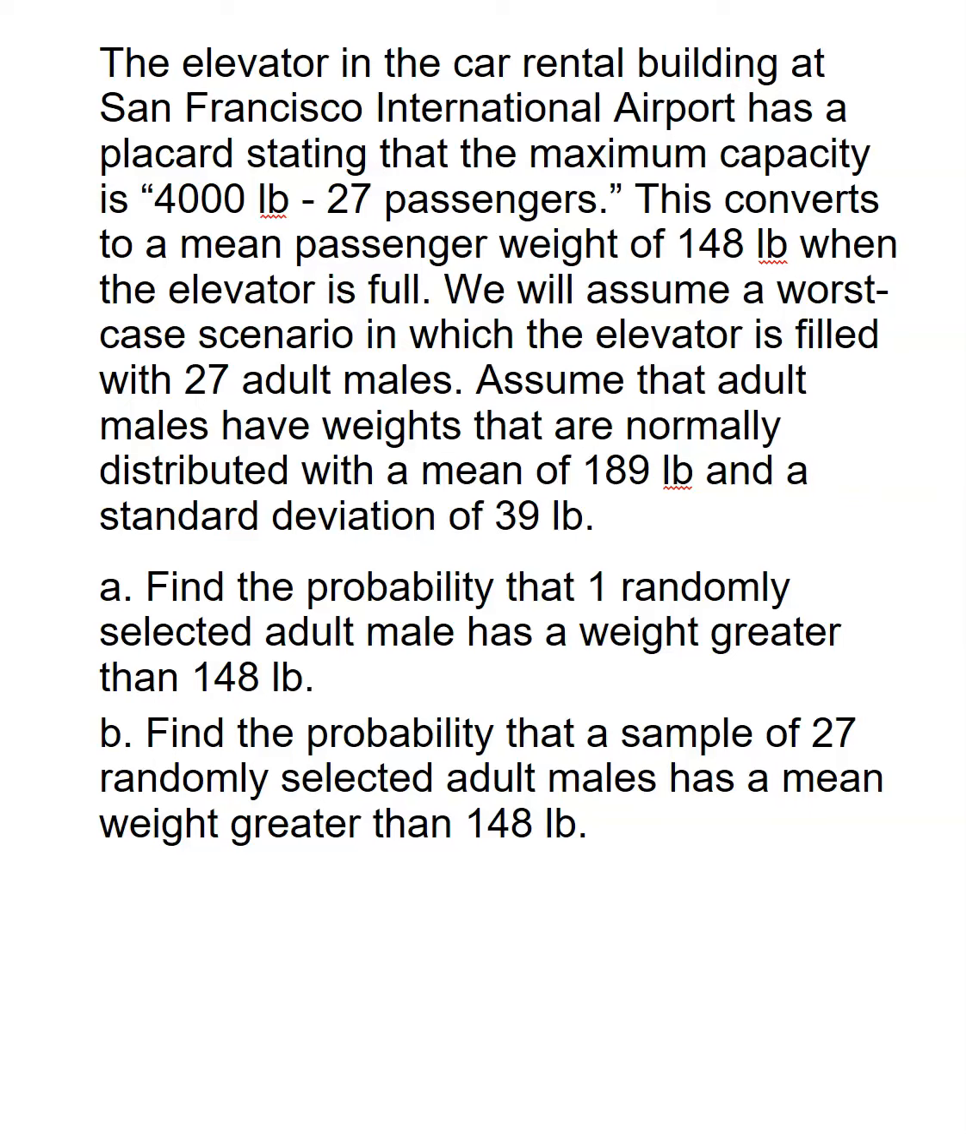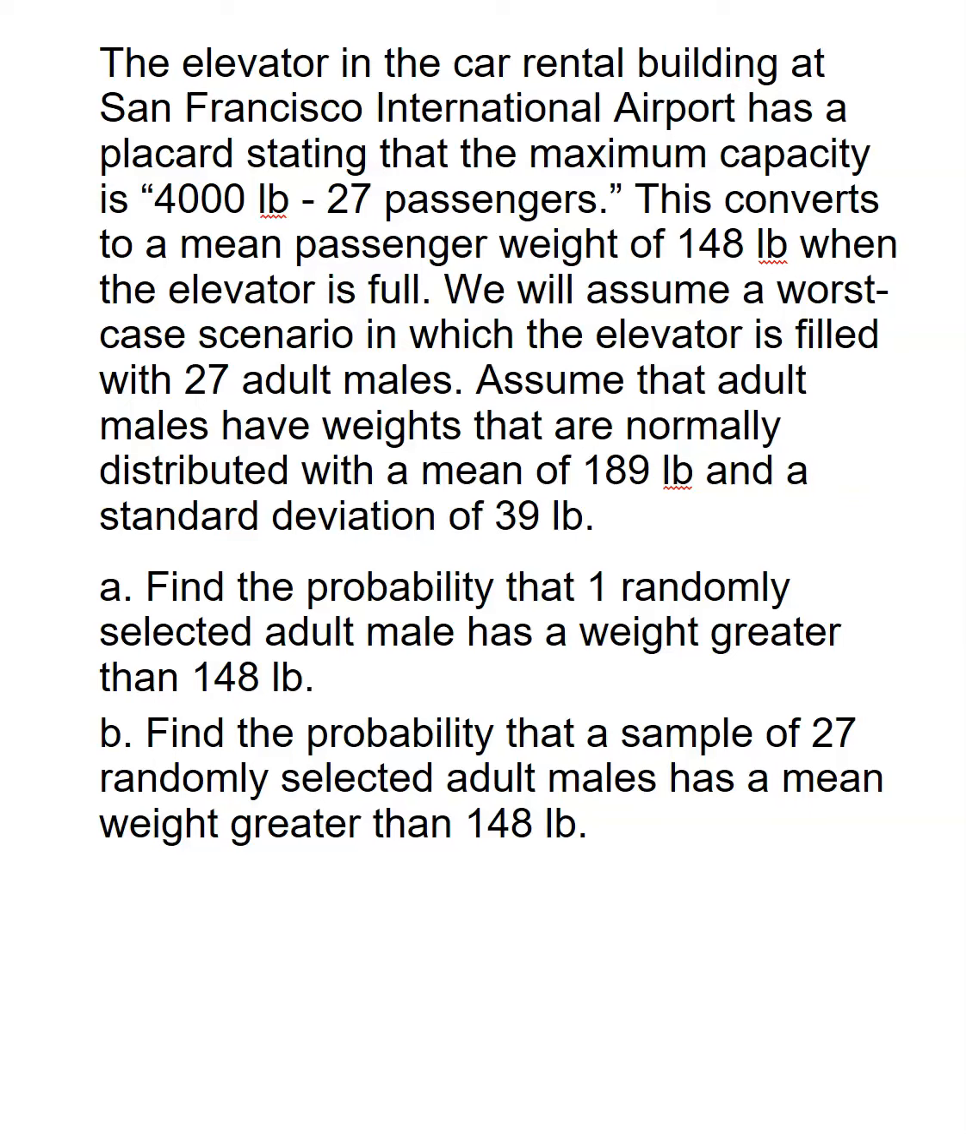And assume that these adult males have weights that are normally distributed with a mean of 189 pounds and a standard deviation of 39 pounds. So on an average right there, they're 189 pounds. Okay, we'll give or take 39 pounds being the standard deviation. A, find the probability that one randomly selected adult male has a weight greater than 148 pounds. And B, find the probability that a sample of 27 randomly selected adult males has a mean weight greater than 148 pounds. Let's come to A and B.